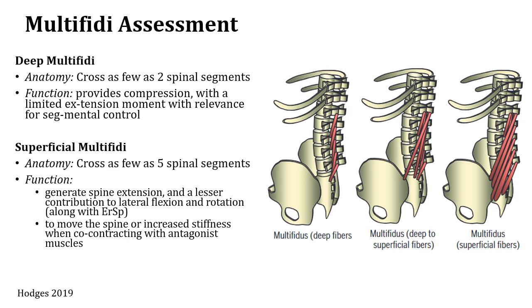Whereas the superficial muscles, in contrast, work similar to the other erector spinae. They cross up to 5 spinal segments, generating spinal extension and a lesser contribution to lateral flexion and rotation, similar to, as I mentioned, the iliocostalis and the other muscle groups that make up the erector spinae of the lumbar spine, to move the spine or increase stiffness. They also act in co-contraction with antagonistic muscles. And you can see a diagram of the deep fibers and then finally the superficial fibers shown in the image to the right.